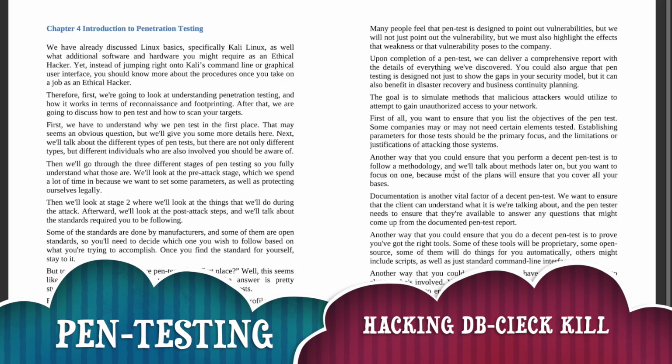First of all, we want to ensure that we list the objectives of the pen test, and some companies may or may not need certain elements tested. Establishing parameters for those tests should be the primary focus, along with limitations or justification of attacking those systems. Another way that you could ensure that you perform a decent pen test is to follow a methodology, and we will talk about methods later on, but you want to focus on one, because most of the plans will ensure that you cover all your bases.